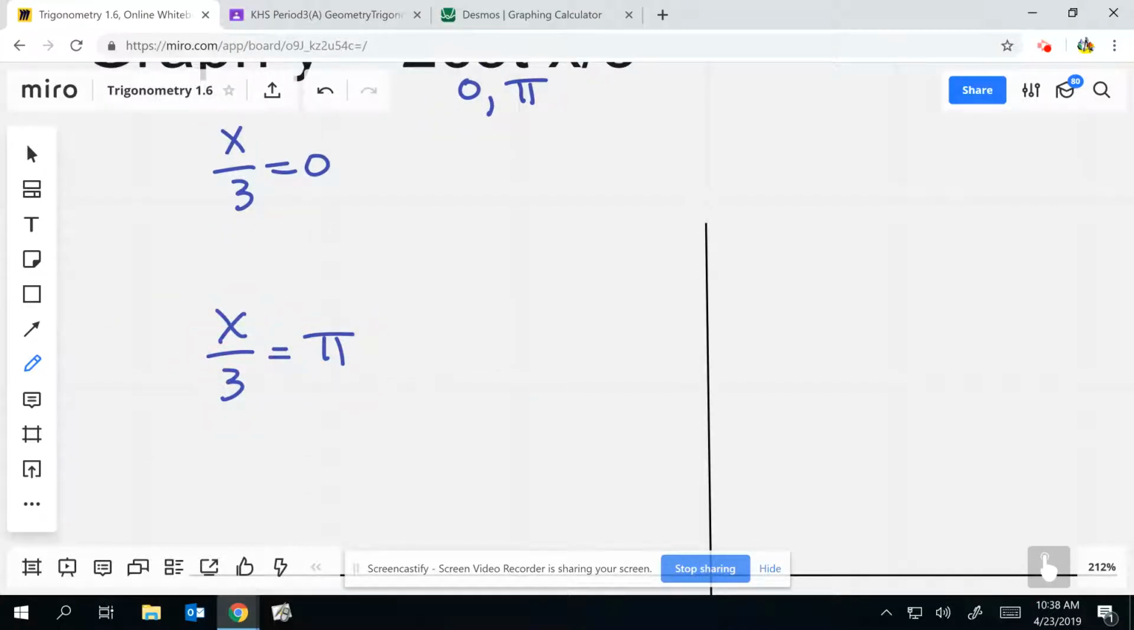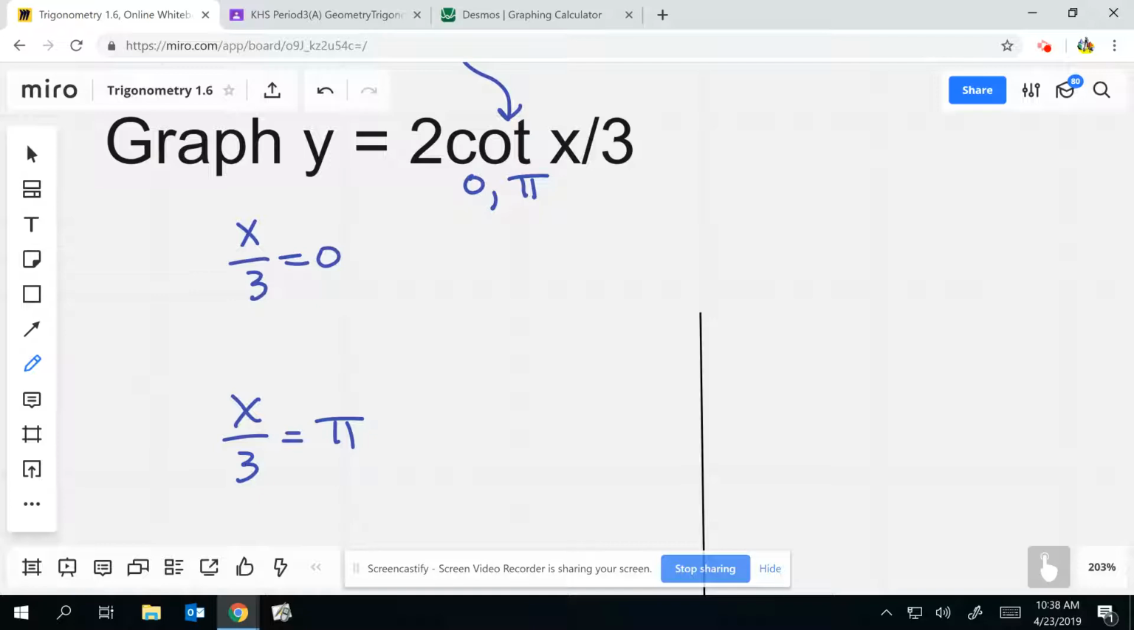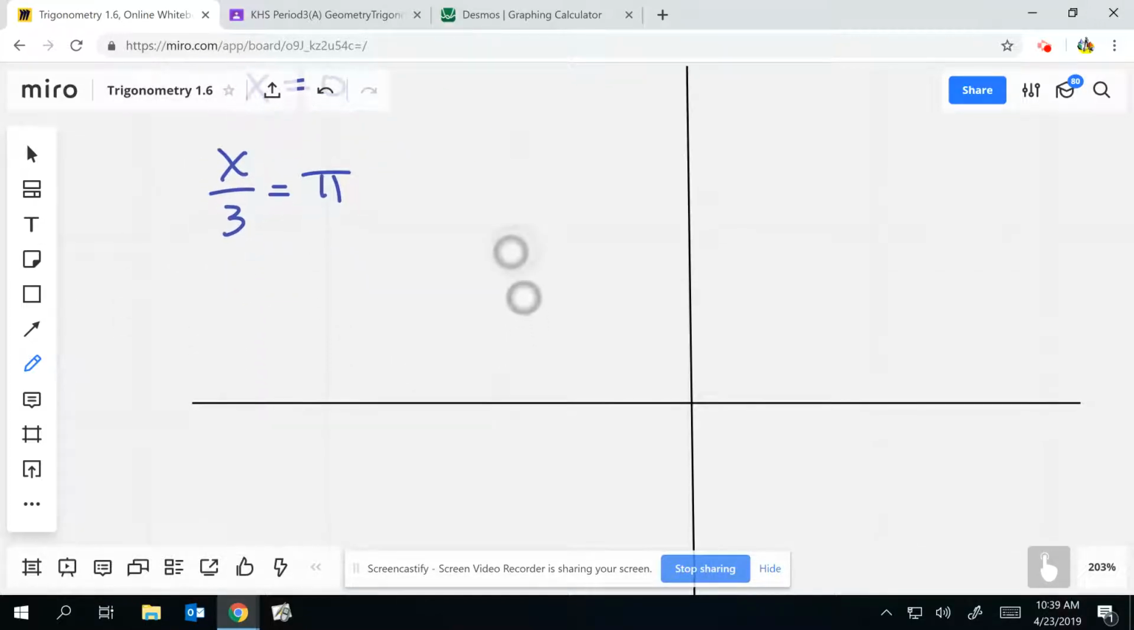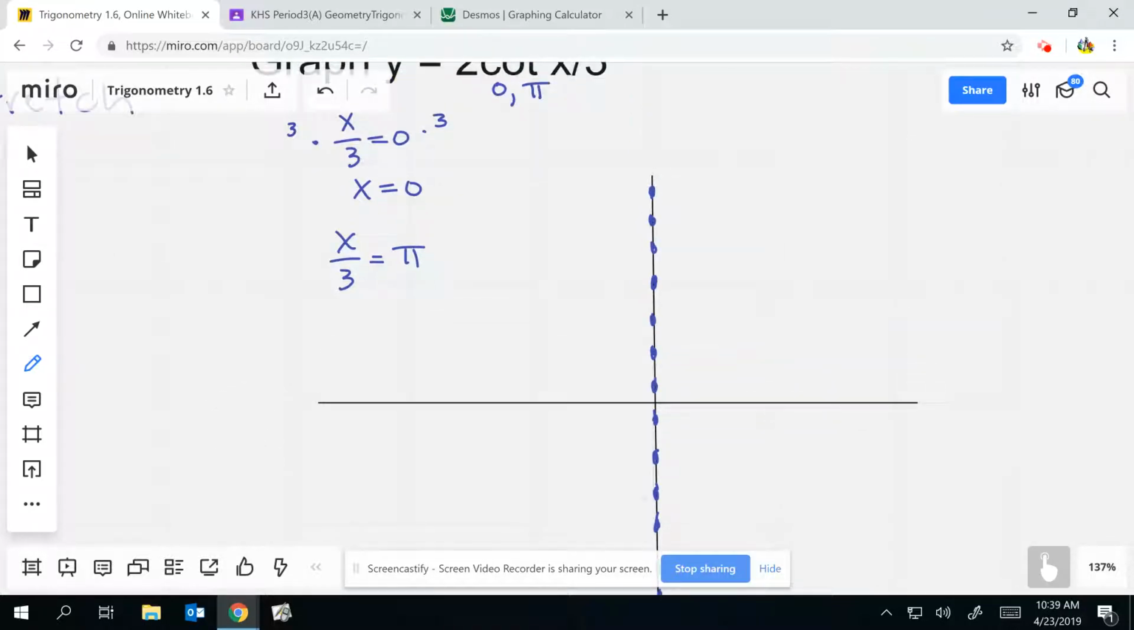I need to find out what could I put in for x to make a 0 come out, because that's dotted. What could I put in for x to make a pi come out, because that's also dotted. Now this one's easy to solve because if they're dividing by 3, you just multiply both sides by 3. X is still going to be 0. 0 times 3 is still 0. So your first dotted line is actually going to be the y-axis. So you can just make the y-axis a dotted line. I just make it thicker so I can see it. That's one dotted line. If I solve the next one, I multiply by 3 on both sides. Your other dotted line is at 3 pi.